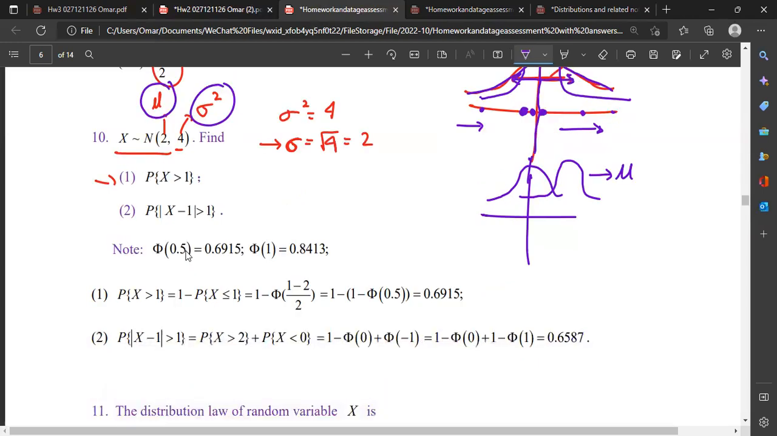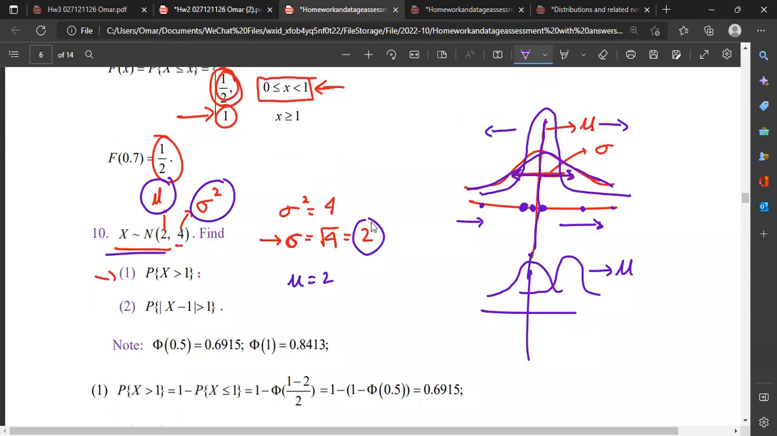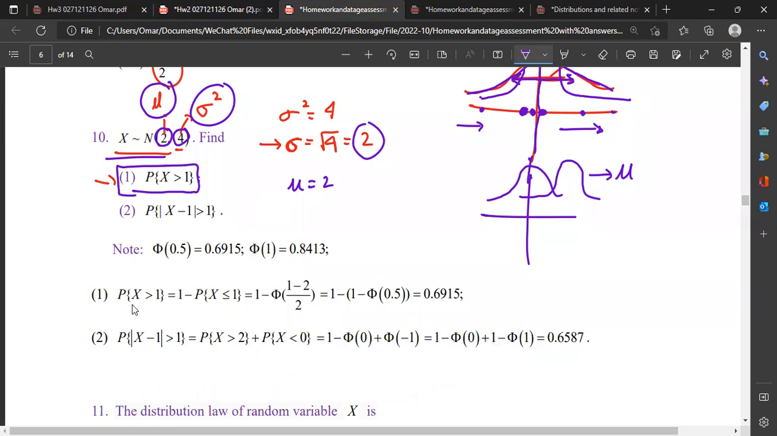So the first question here is, this is a normal distribution, right? X follows N. So here mu is 2 and sigma square is 4. Guys, can you see here? Mu is 2 and sigma square is 4. That means sigma is equal to 2. So the first question here, probability of X is greater than 1. So when X is greater than 1, okay. So if I draw the line here, X is 1 here, X is greater than 1.